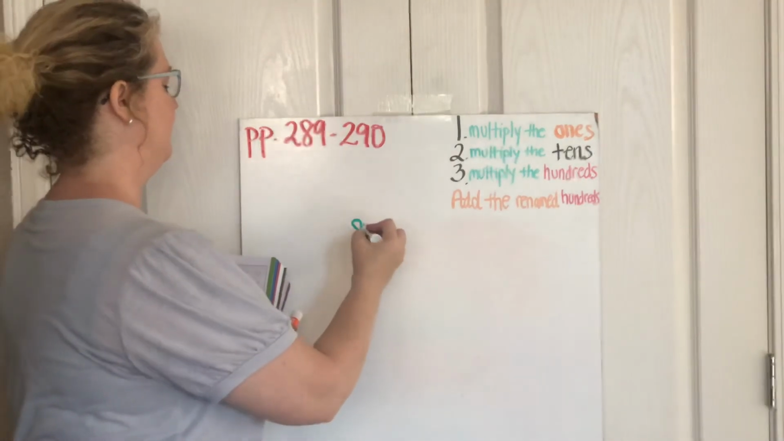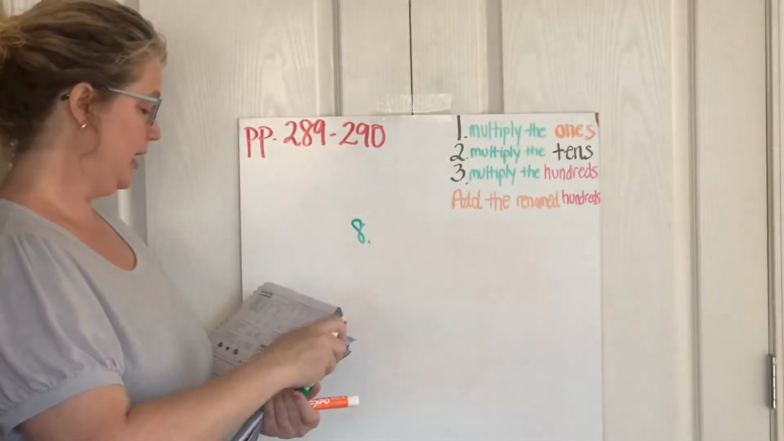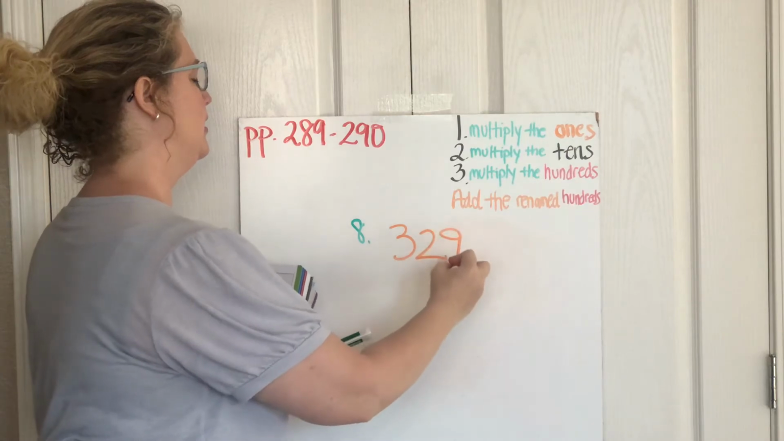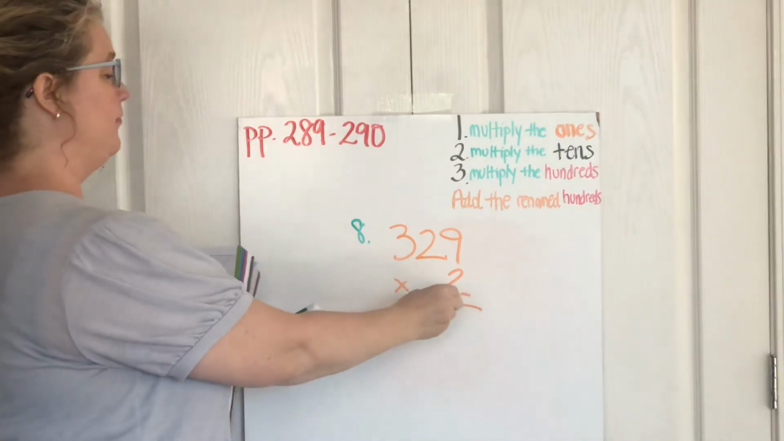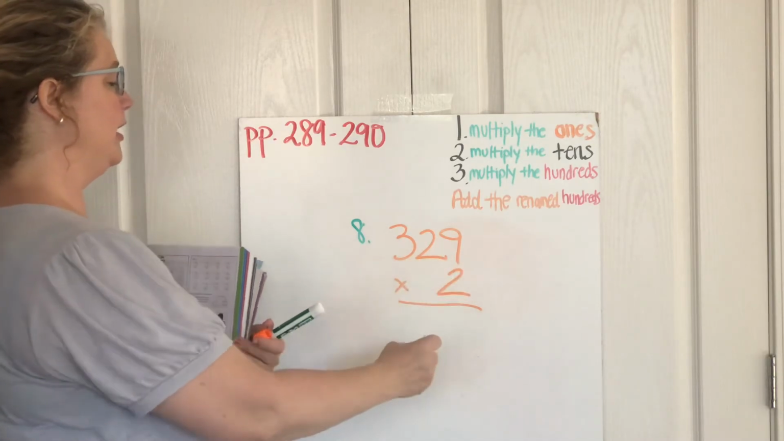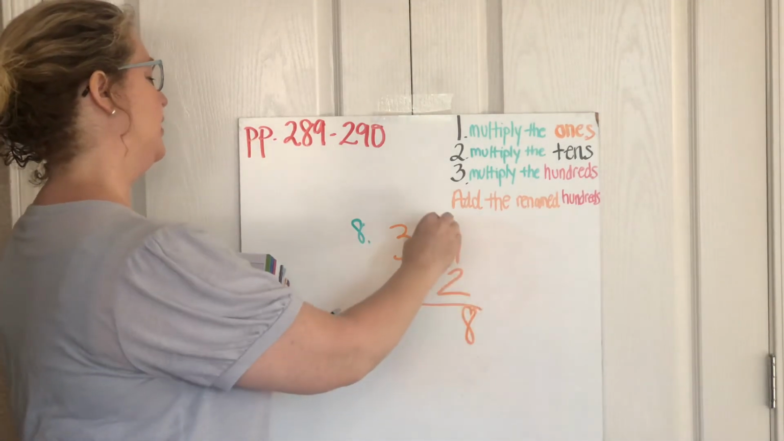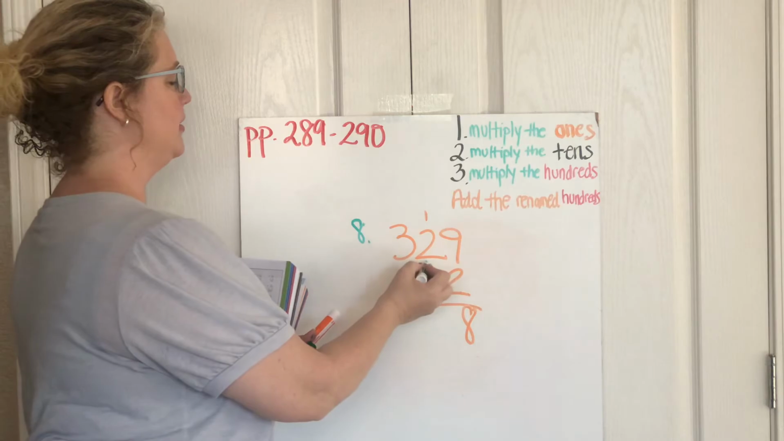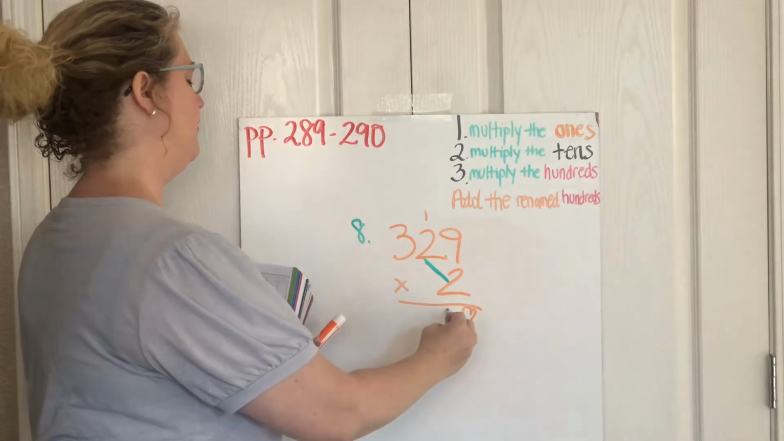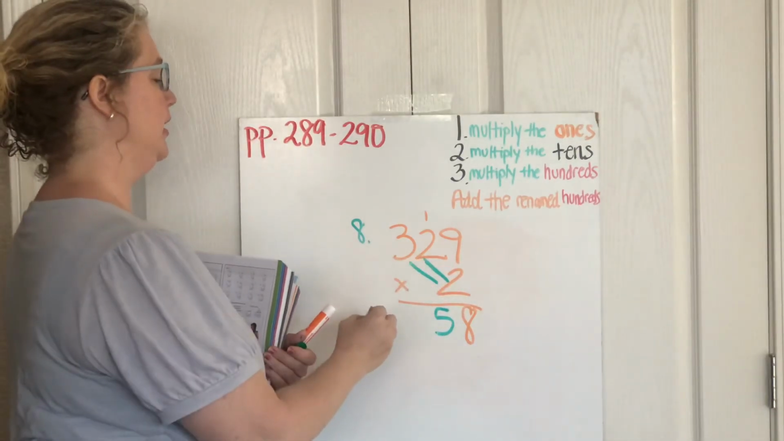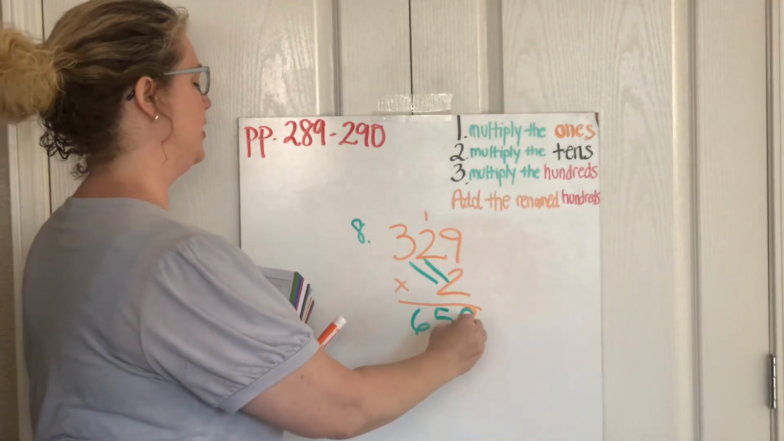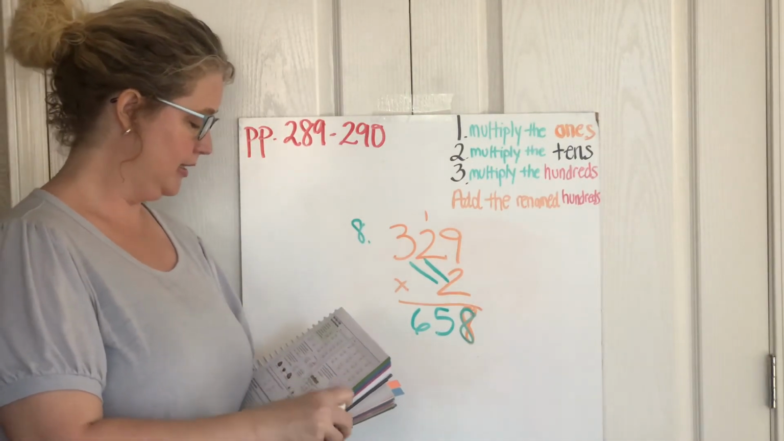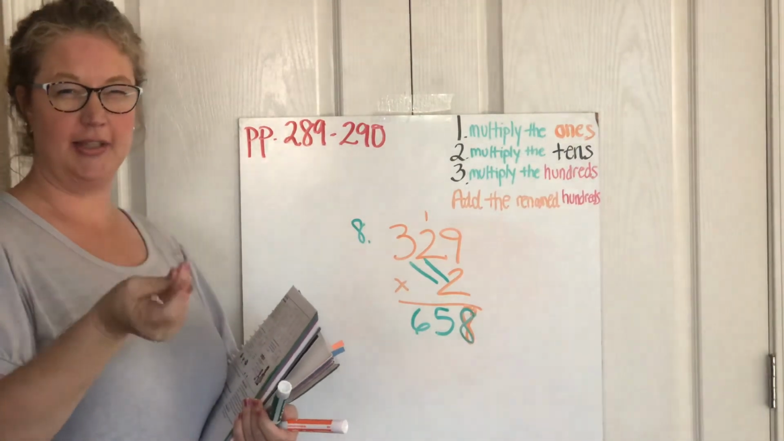Number 8. 329 times 2. First step, multiply the ones. 2 times 9. That's right, 18. 2 times 2 is 4 plus 1, 5. 2 times 3 is 6. Or a product of 658. All right. I'm going to hit stop on the video and then you'll watch part 2 when you're ready.